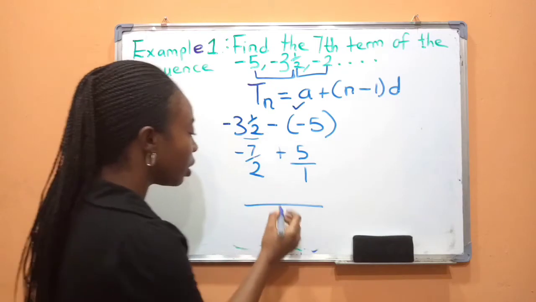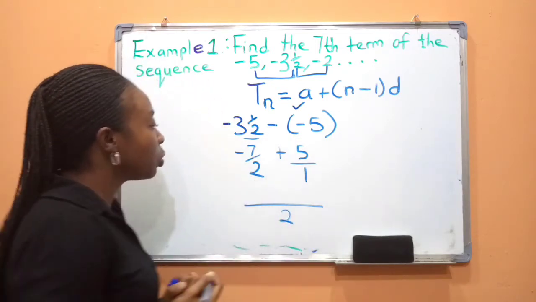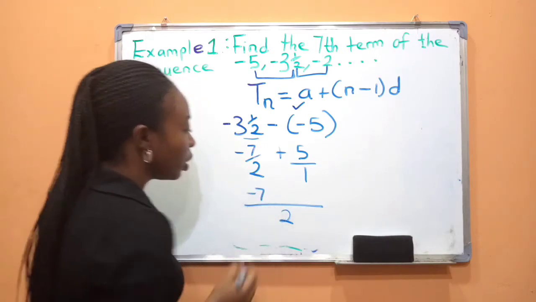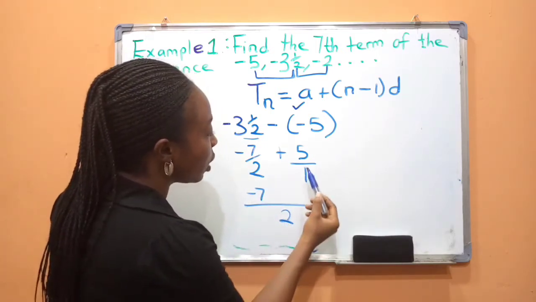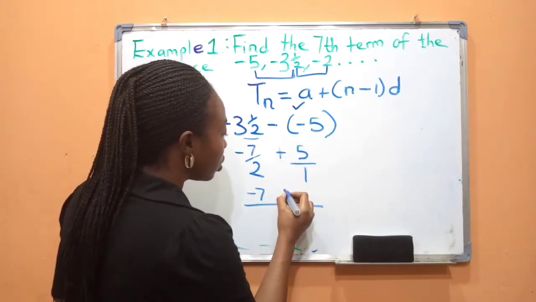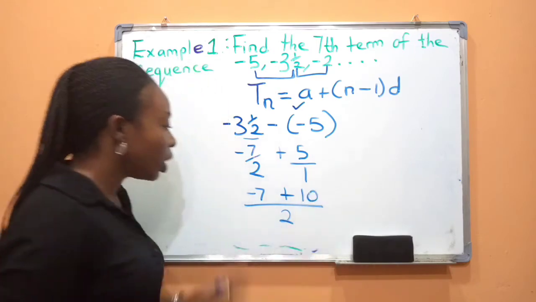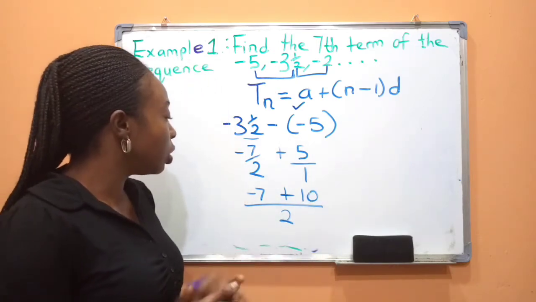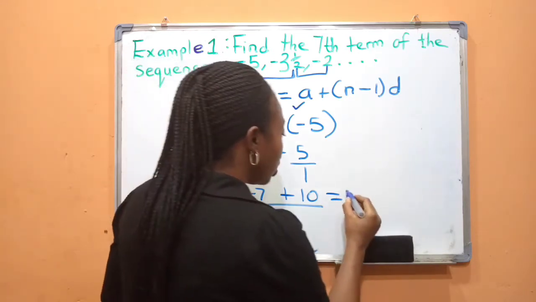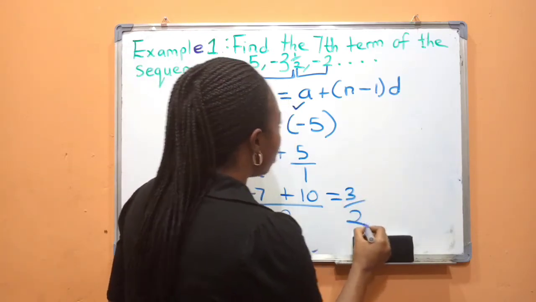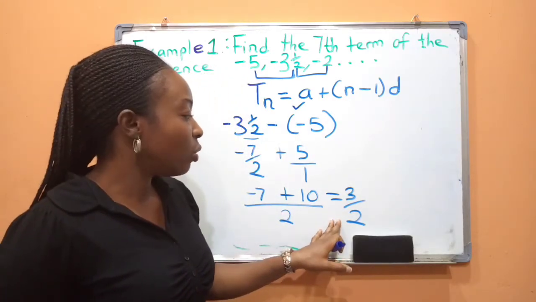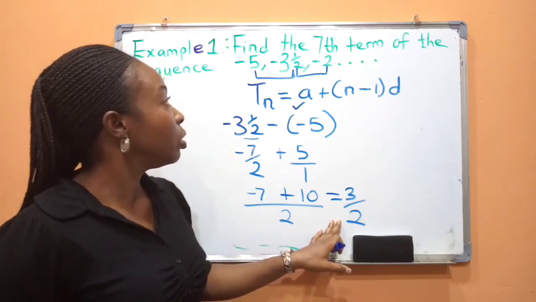So our LCM here is 2. 2 divided by 2 gives us 1. 1 times minus 7 gives us minus 7. And then 2 divided by 1 gives us 2. 2 times plus 5 gives us plus 10. Now that we have this, the next thing we do, we sum them up. So minus 7 plus 10 is going to give you 3 over 2. That means the common difference we are going to be working with will be 3 over 2.